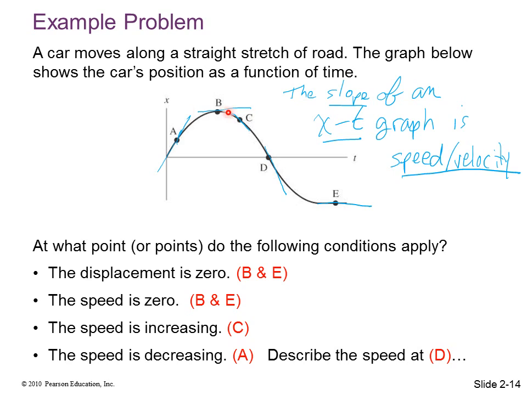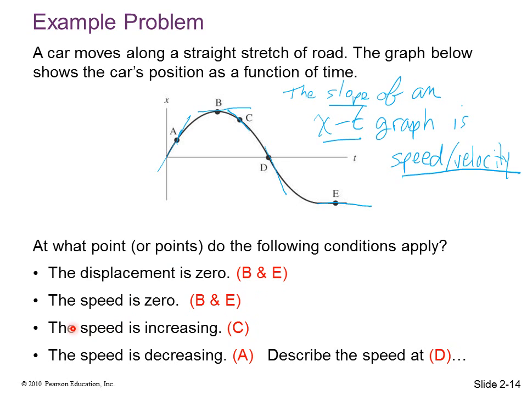Right here where your ruler is horizontal, that lets you know the slope is 0. That means velocity or speed is 0, and that would be points B and E, because the same thing occurs over here. I'm pretending this blue line I've been drawing is your ruler, tangent to the curve. So B and E is the answer for speed being 0. So the displacement is going to be 0 at that moment in time. If you're not moving, you're not displacing. If the car is not moving at that moment in time, there will be no displacement. So B and E are the answers for the first two.